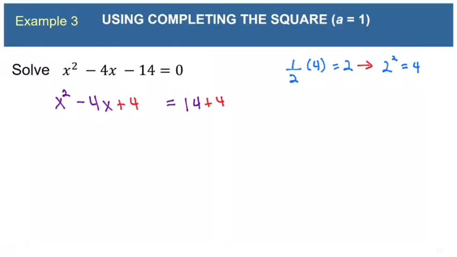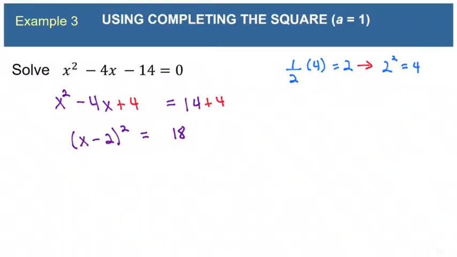Now the magic of this is that on the left we have a trinomial that can be factored into a squared binomial. So this will factor into x minus 2. This trinomial on the left that you get after you complete the square is always going to factor into the square root of this, this sign, and the square root of this. So it's going to be x minus 2 squared. And on the right side, I see that I have 14 plus 4 is 18.